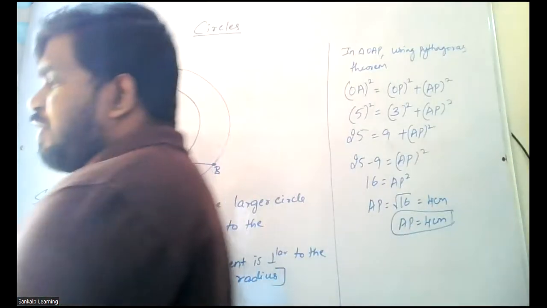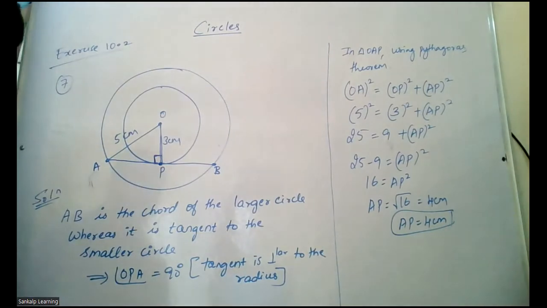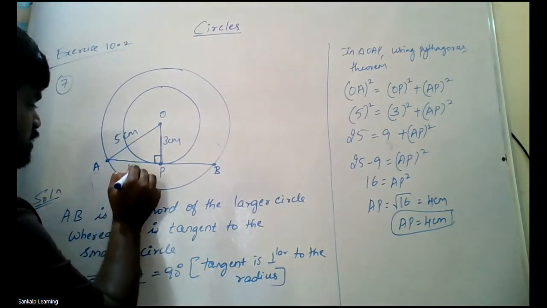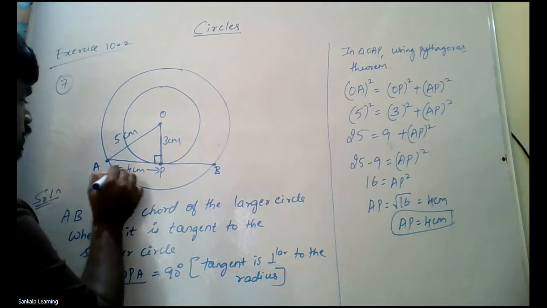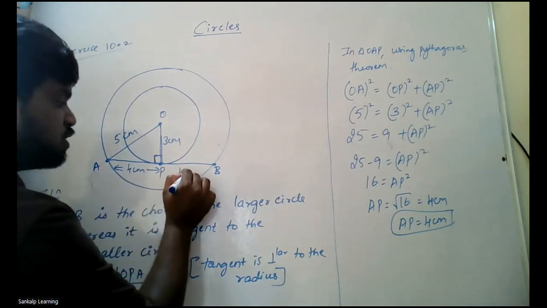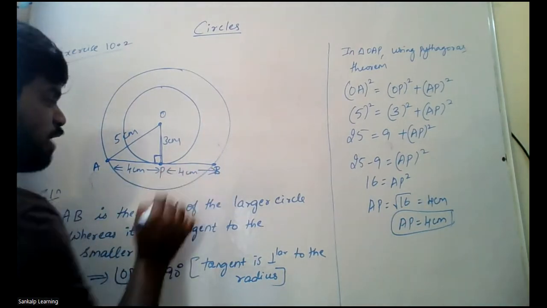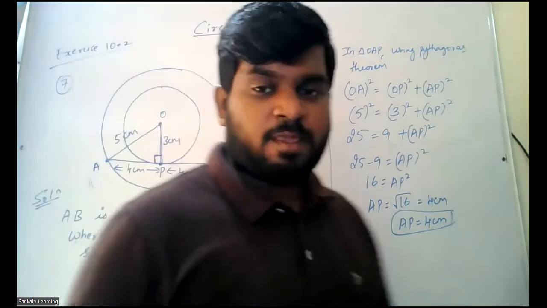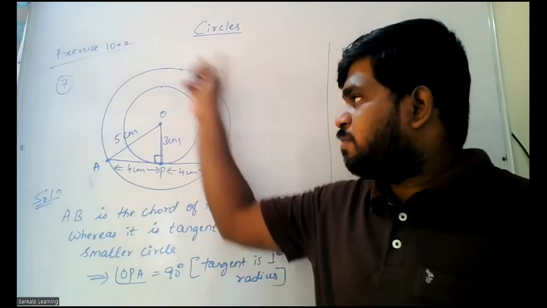Now, a very, very interesting property. We got this length as 4 centimeter. If this is 4, this will also become 4. Why? Because what is this AB for the bigger circle?